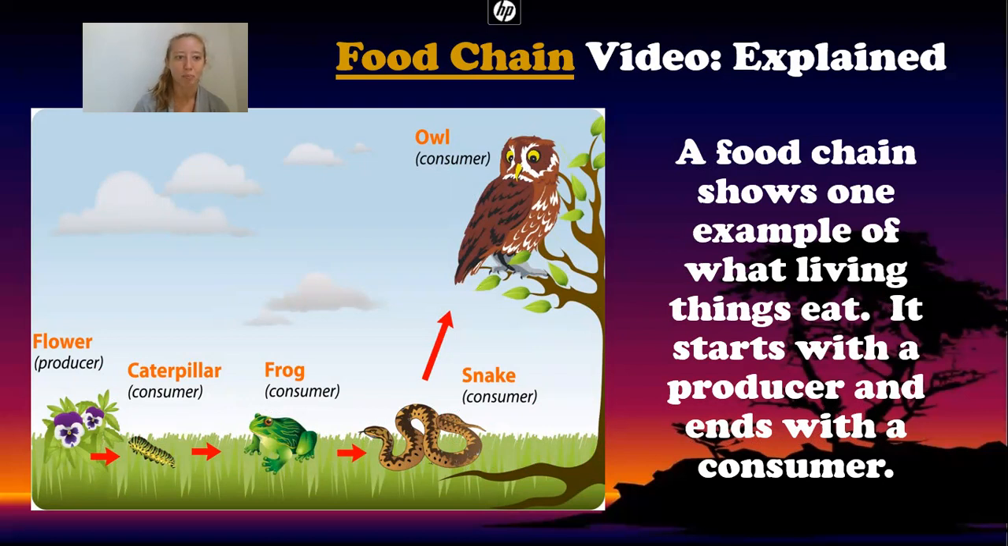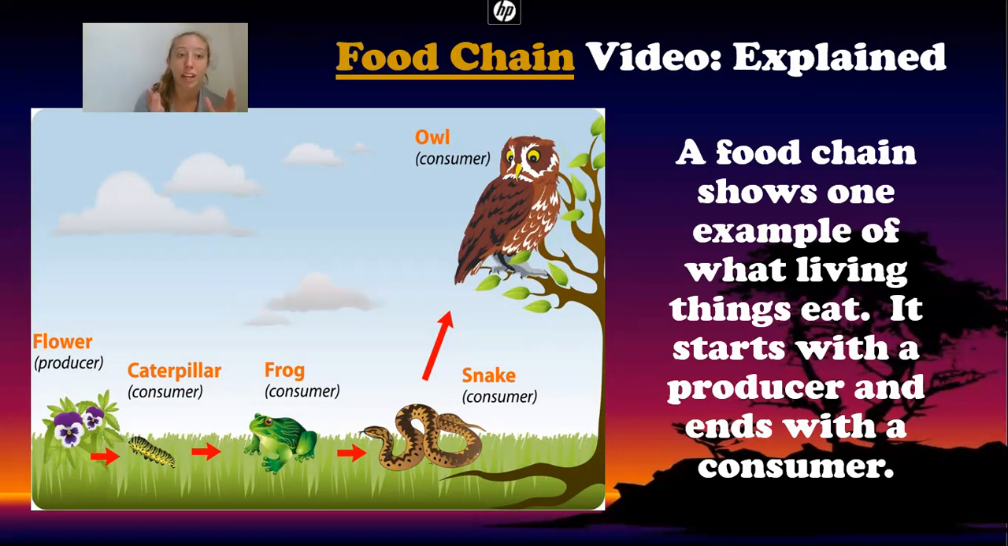Now you'll see a red arrow that's pointing from the flower to the caterpillar. Now those arrows represent the flow of energy. Those are called energy arrows, and they point in the direction of where the food will go or where the energy will go. So you can think of it as pointing into the mouth of the creature that will be doing the eating next. So you see that the arrow goes from the flower to the caterpillar, meaning that the caterpillar will eat the flower.